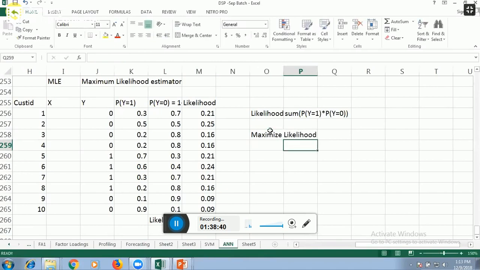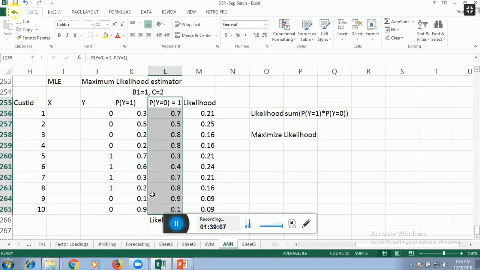So that is nothing but what? Suppose this is the solution you got, assuming that beta 1 equals 1 and constant equals 2. Based on that only I can calculate my probabilities: e power (beta 1 x1 plus constant) divided by 1 plus e power (beta 1 x1 plus constant). I can calculate my 1 minus probabilities, and I can calculate the likelihood.